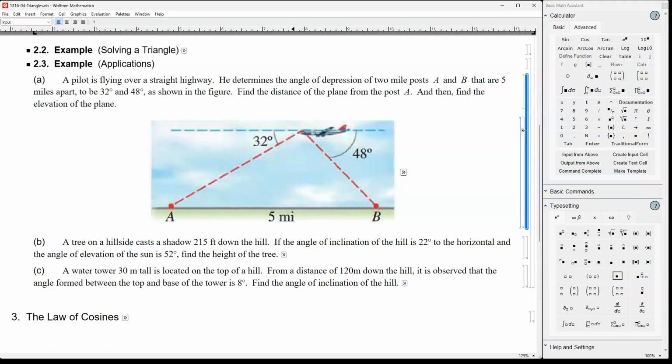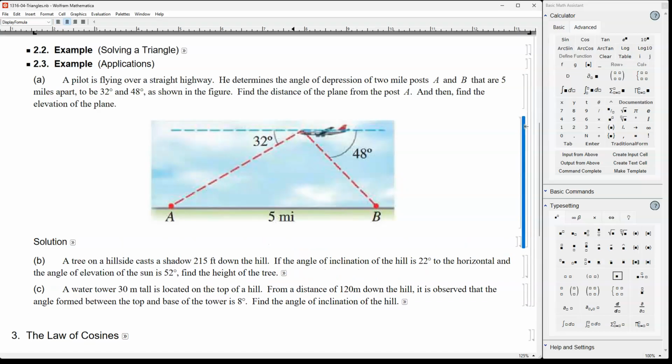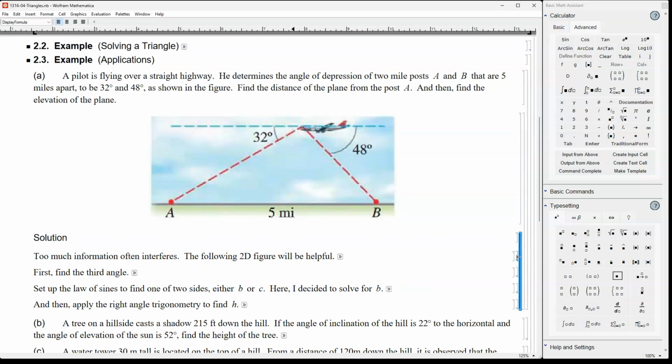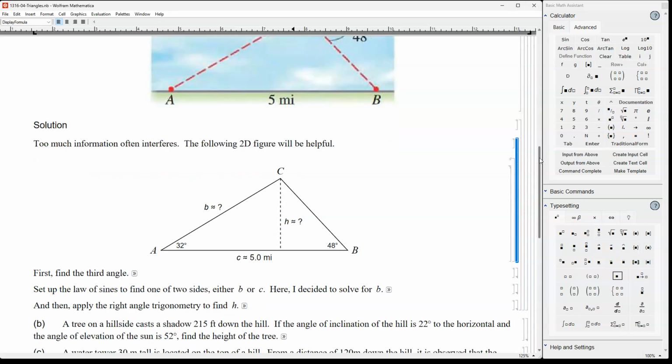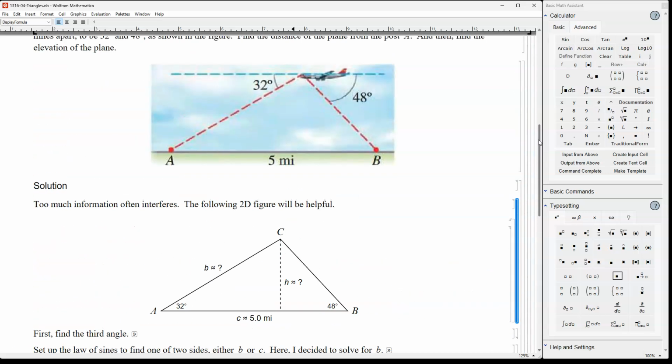See that? Well, maybe a simplified picture will be more helpful here, because 3D pictures look nice, but they give you too much information. So 5 miles, and A is 32 degrees because these two are parallel, and 48 degrees, and the cockpit is right here, and the problem is asking to find small b, the distance between the airplane and the milepost A.